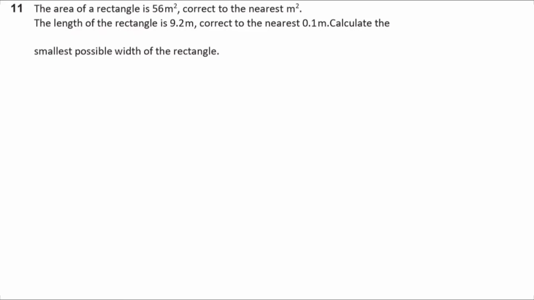Okay, now take care. This is a limits of accuracy question. I can tell because of those two statements there that it's correct to the nearest so and so. So don't just go and divide 56 by 9.2 and think you've got the answer. No, no, no. First off, we need to work out what the limits of accuracy are on these two values. Let's take the area first.